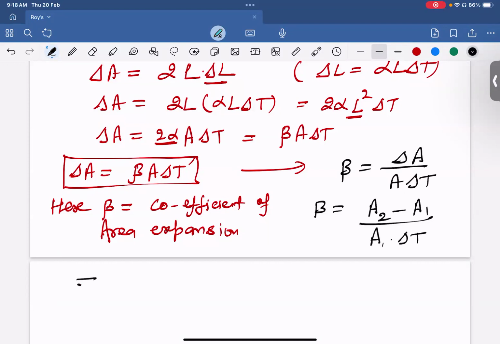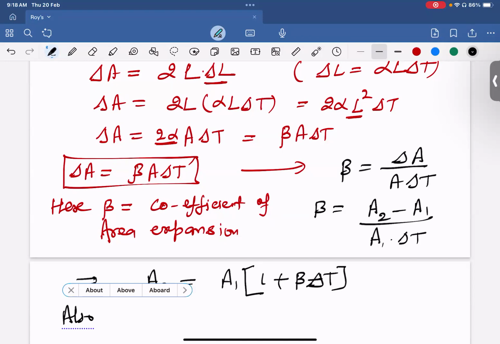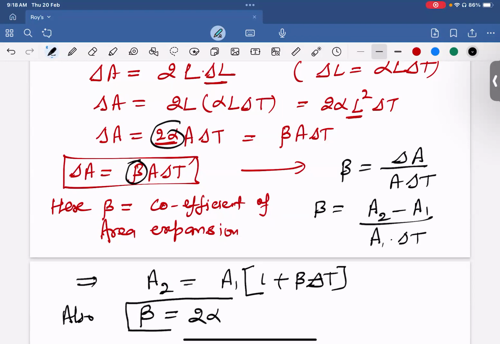And also you can find the final area A2 by the formula A1, just like L1, L2 you can use, but the coefficient you have to change. It will be 1 plus beta into delta T. And in place of 2 alpha, I have written beta. So I can say that the beta value is 2 times alpha. That is, the coefficient of area expansion is twice the coefficient of linear expansion. Understood, Neil? Yes, sir. Okay, please write about superficial expansion also.